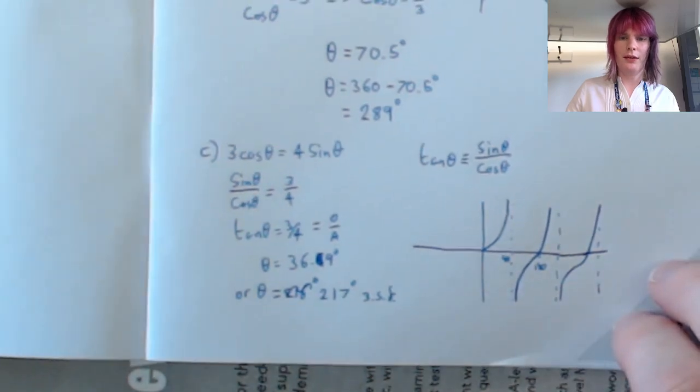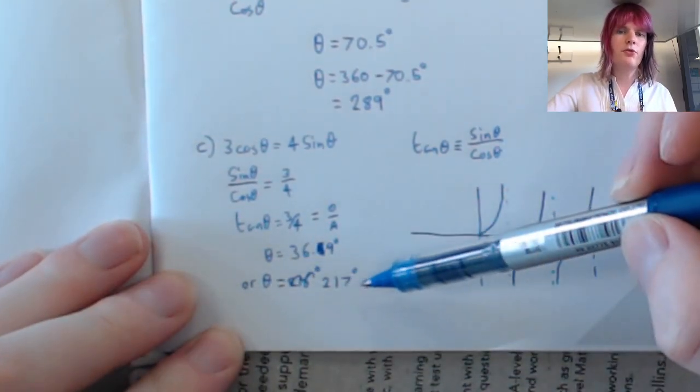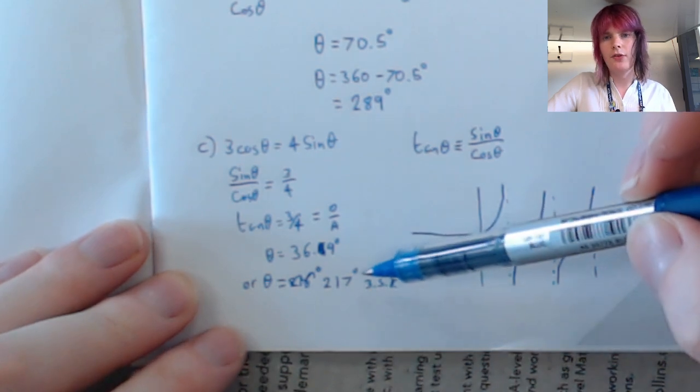So yeah, we'll pop that down there. Sorry, I didn't have that on screen, but yeah, so theta is equal to 217 degrees.